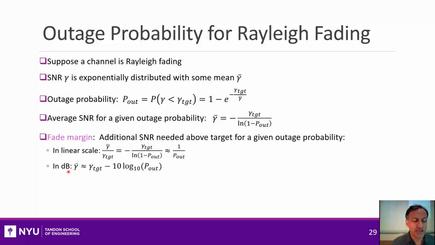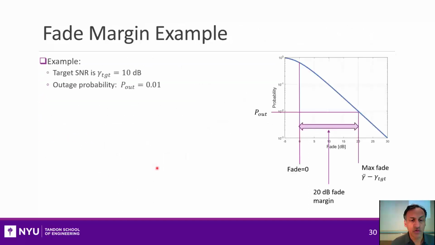Or equivalently in dB, the average SNR has to be equal to the target SNR, minus this factor involving the target outage probability. But since P out is a number less than 1, this is a positive value. Let's do a simple example so you can see how much that extra fade margin would have to be.